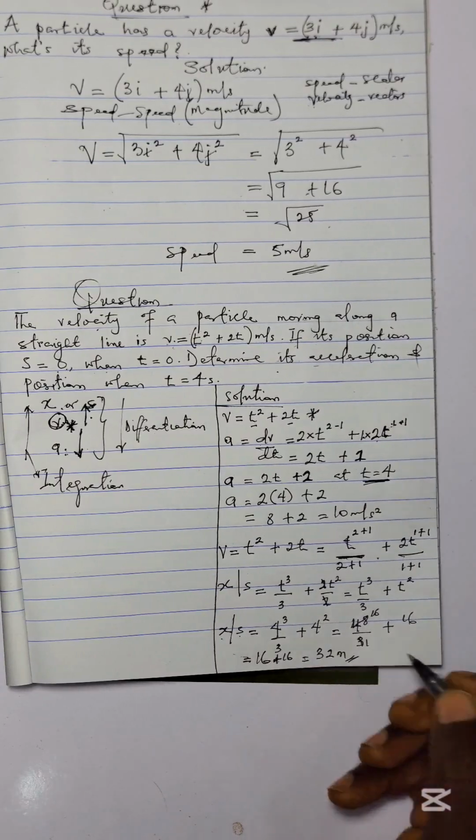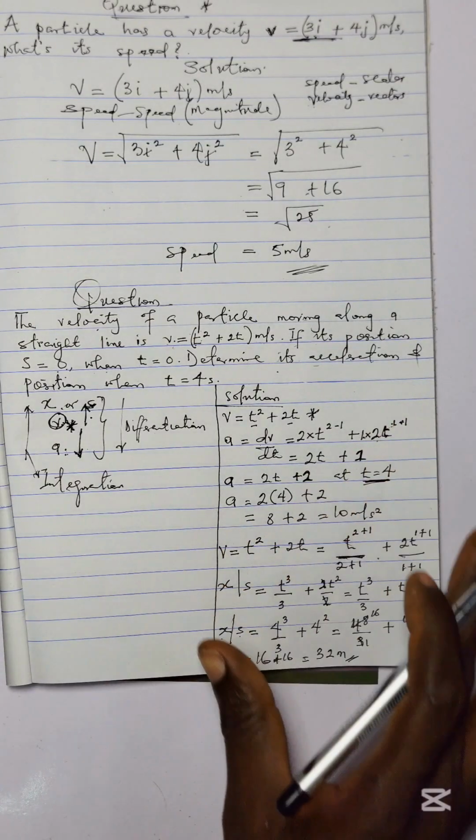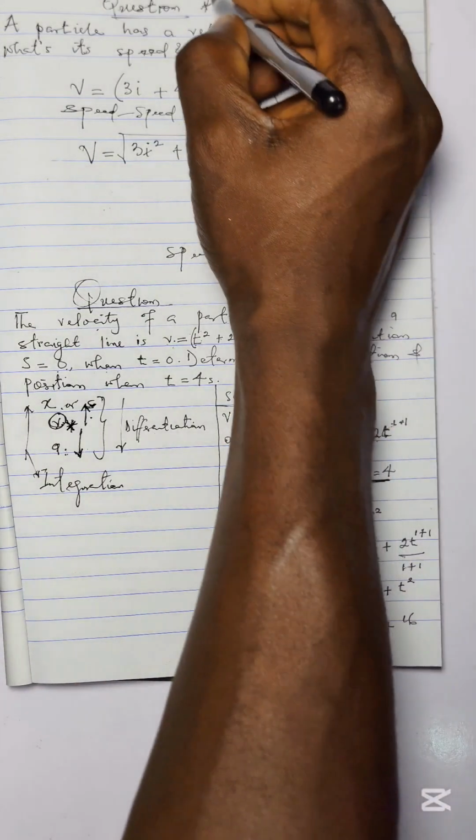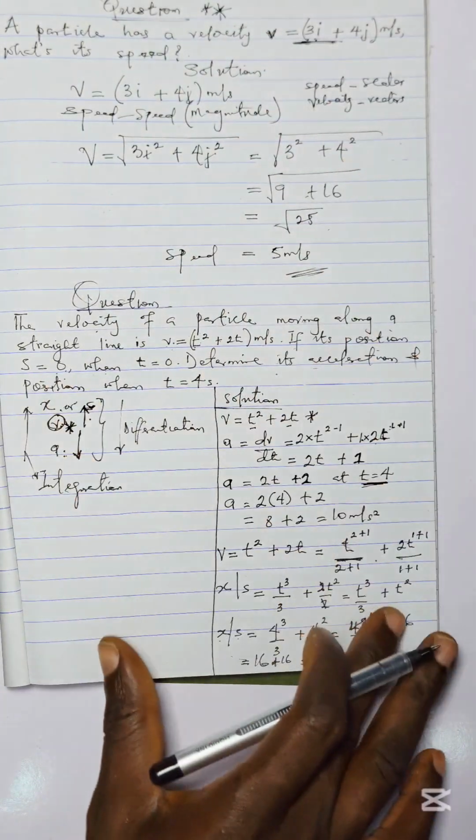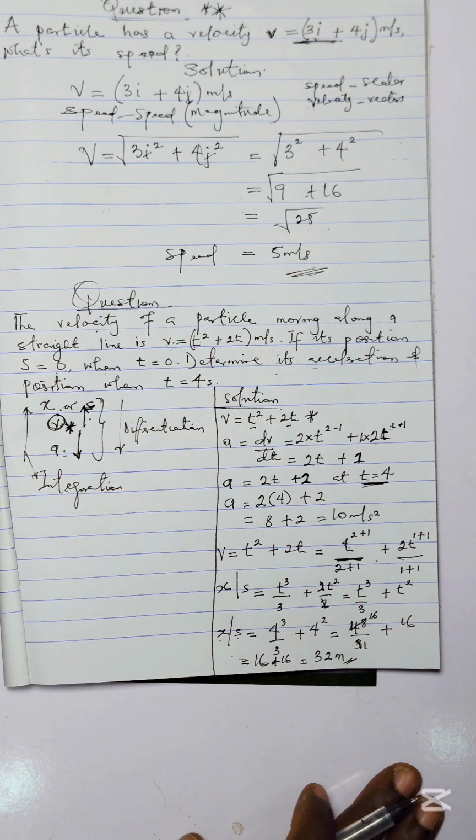That's our displacement. So this is how to calculate particle kinematics. This question, once again, is from unit vector, but it is a standard question for particle kinematics. If you have any question that concerns particle kinematics that you can't handle, you can send it to the comment section. Thank you.